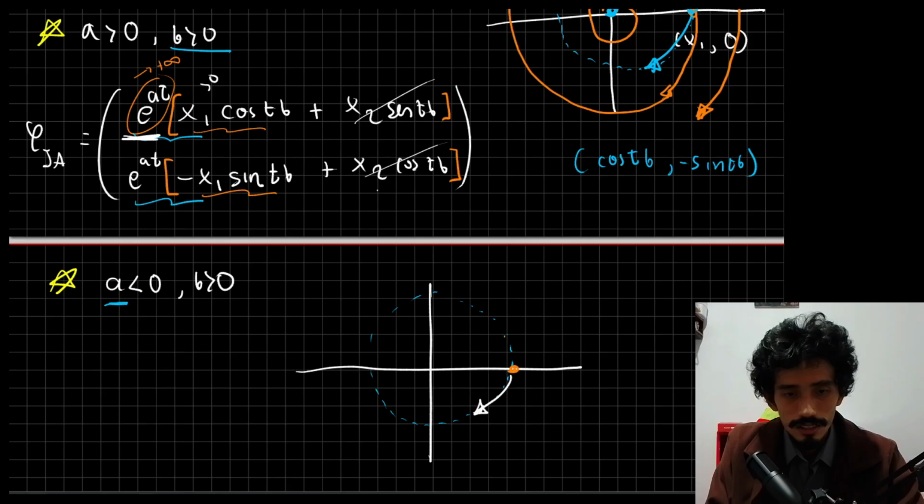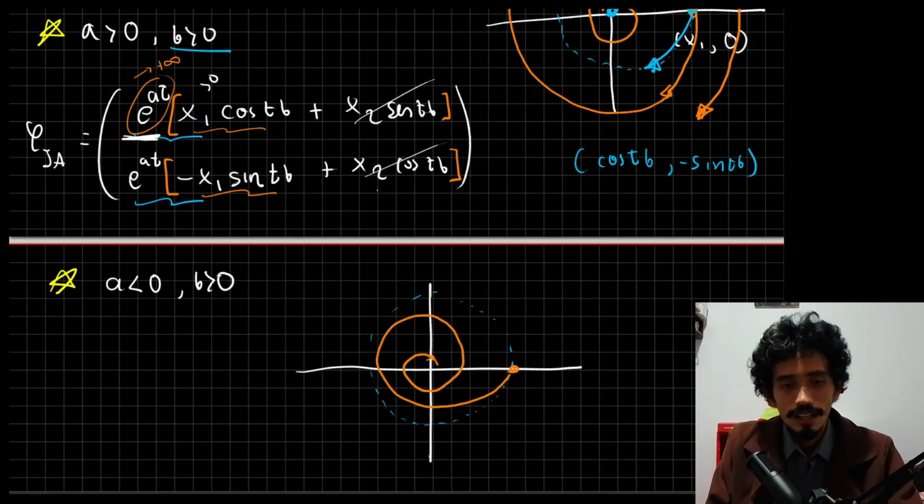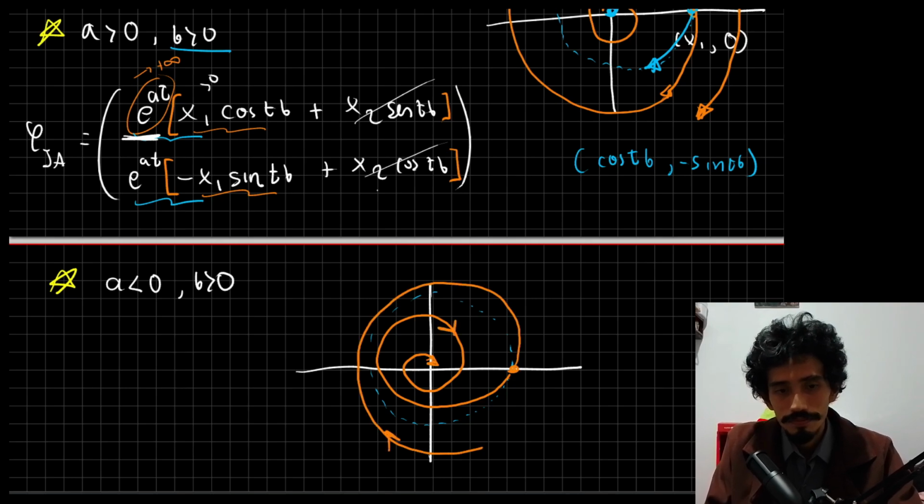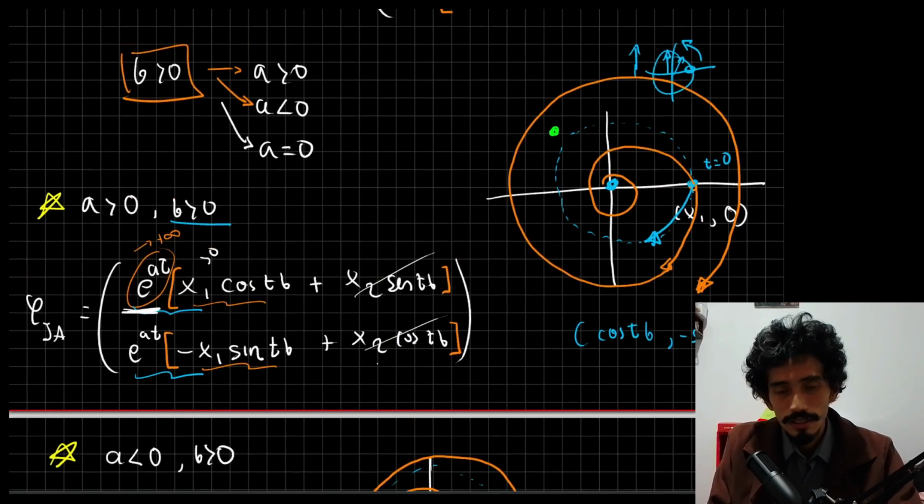And let me use orange like this. So it will go straight into the origin, and similarly it will go when t decreases, it will be like this. So this is the flux.